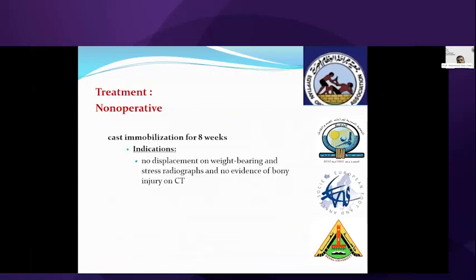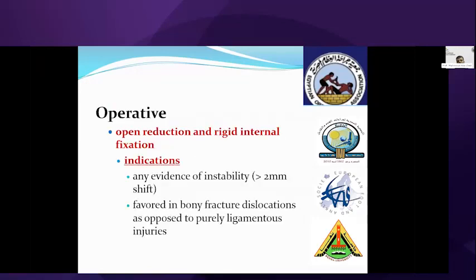The treatment of Lisfranc may be non-operative, in the form of cast immobilization for 8 weeks, if no displacement on weight-bearing and stress radiographs and no evidence of bony injury on CT. You have no bony injury in CT and the loaded foot views are normal. The operative intervention is in the form of open reduction and rigid internal fixation. The indication for open reduction internal fixation is any evidence of instability, more than 2 millimeter shift, and this is favored in bony fracture dislocation as opposed to pure ligamentous injuries.